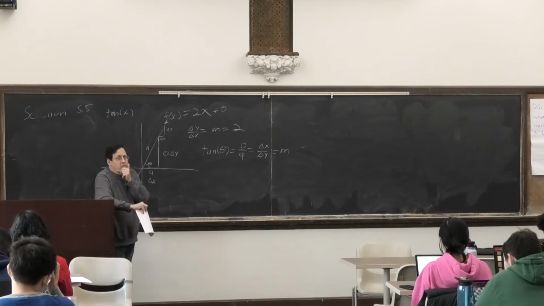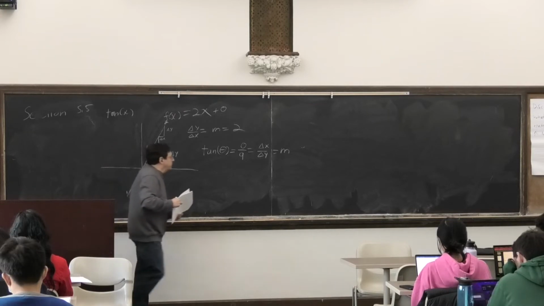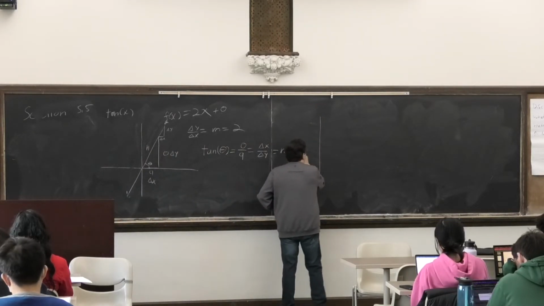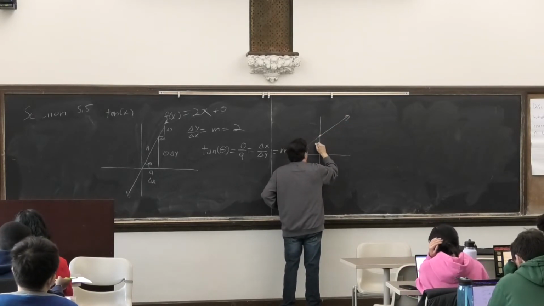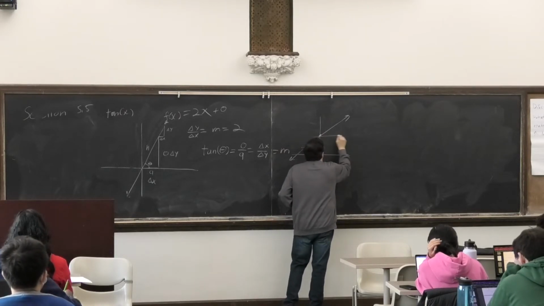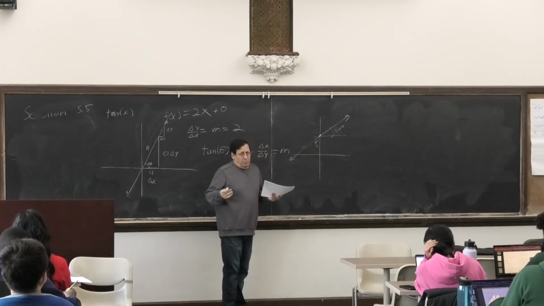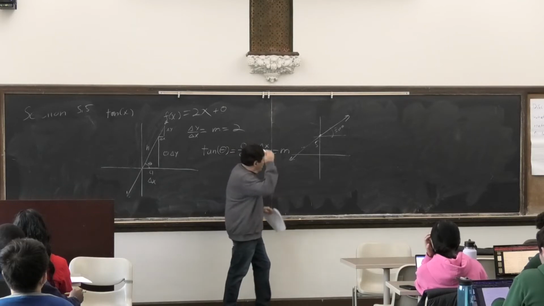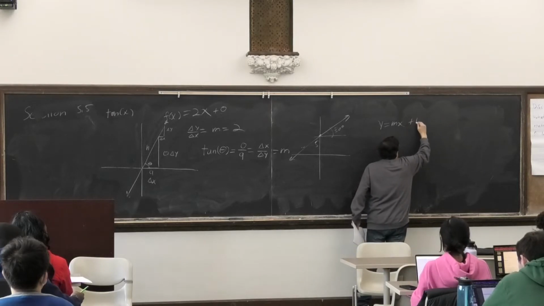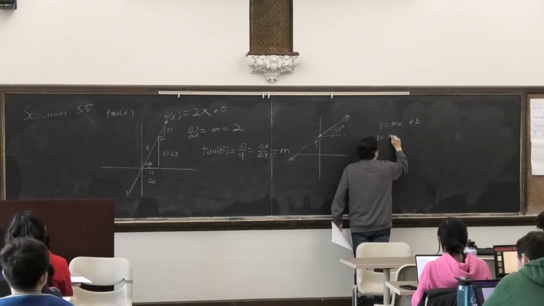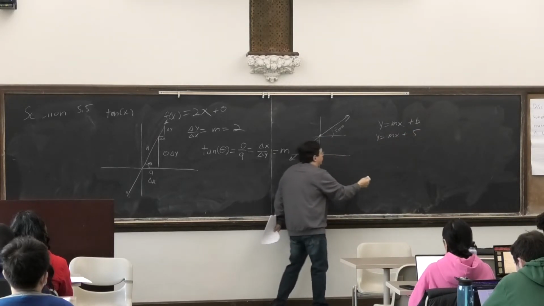If I told you you have some line and it goes through some point, let's make something up, 5. And the angle it makes is, say, 30 degrees. And I ask, what's the equation of that line? Well, it's of course y equals mx plus b. Well, b I know is 5. So what's m? Well, m is the tangent of this angle.